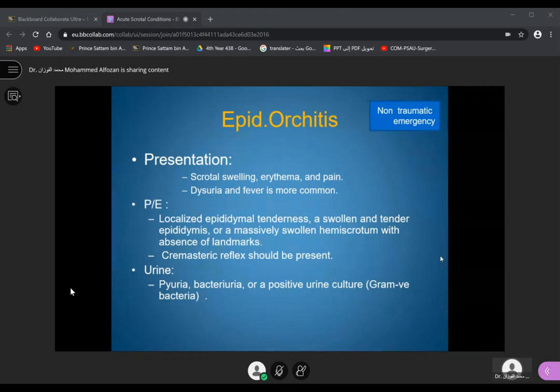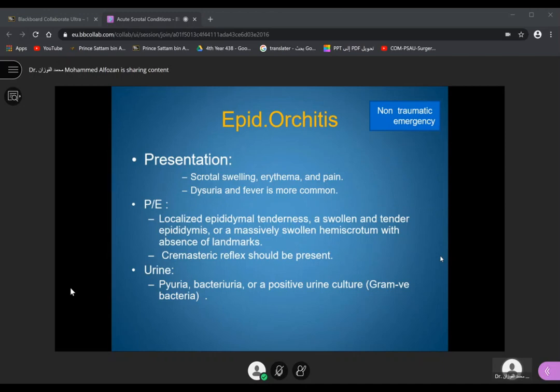You will find swollen and tender epididymis or testis, or both. Sometimes there is severe hydrocele, you cannot even examine the testis. In these cases, the ultrasound is helpful. You will see massively swollen hemiscrotum. There is no landmark. You cannot reach for the testis because of the tense scrotal wall due to the swelling. In this patient, cremasteric reflex should be present. As we mentioned, even in these cases, sometimes the patient is in pain and he's tense. So whenever the patient is tense and not relaxed, you cannot have normal reflexes.